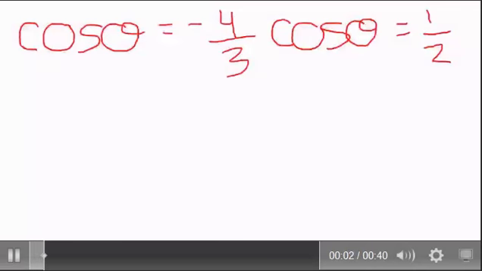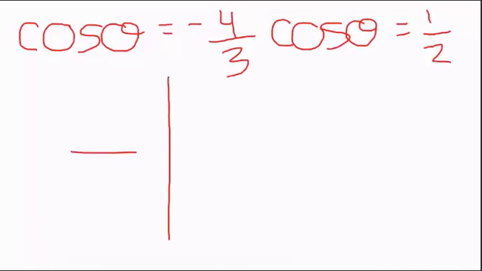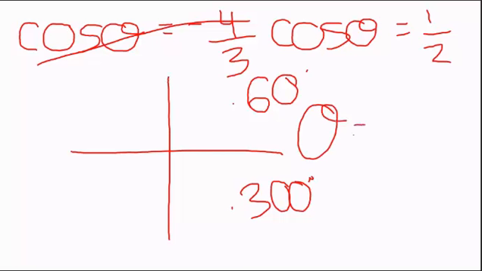Now that you've determined the cosine values, you can find the values on the unit circle. There are no values on the unit circle with a cosine theta of negative 4/3, so you can cross that out. However, there are two angles that have a cosine of 1/2. Those two angles are 60 and 300 degrees. Therefore, theta equals 60 degrees and 300 degrees.